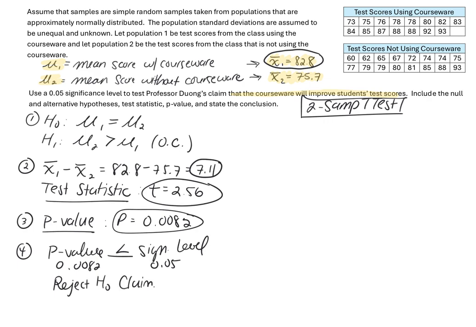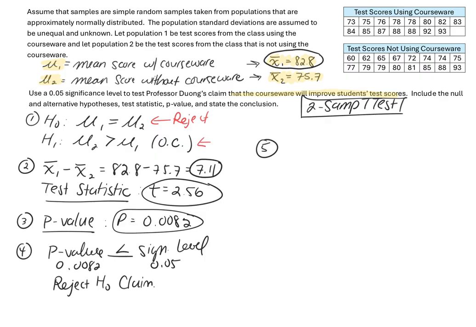Okay, now let's write this out as a conclusion about the original claim. Because we reject the null hypothesis, what we're saying is we do not think that the mean values are the same for the two populations. The data actually supports the original claim, which is the alternative statement.